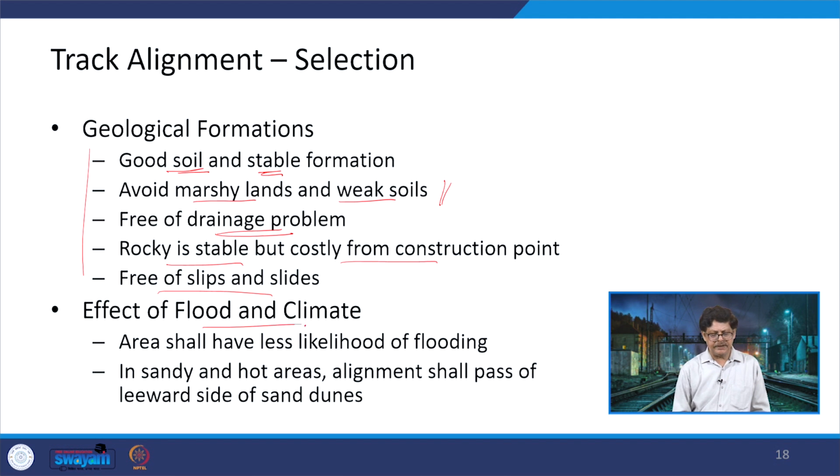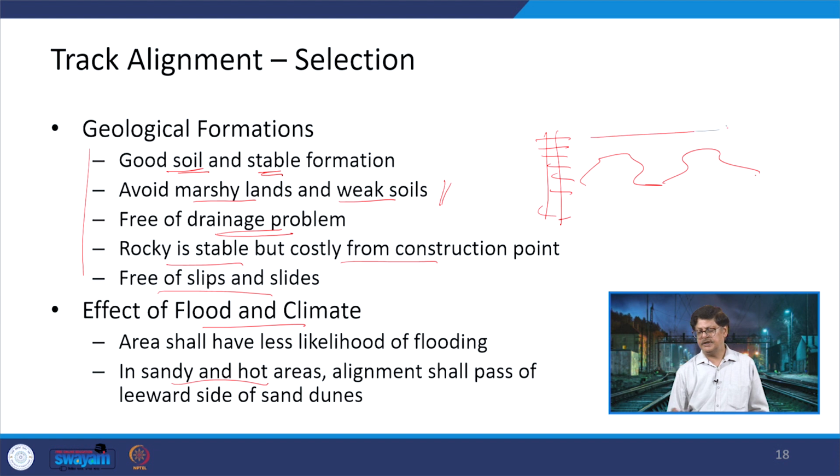Then the effect of flood and climate. Areas with less likelihood of flooding are better, otherwise the maintenance cost will increase. In sandy or hot areas, the alignment should pass through the leeward side of the sand dunes. If there is a sand dune and you are on the leeward side, with the track moving here and the wind moving in this direction, the sand will never come on the track. So, the track will remain free of sand.